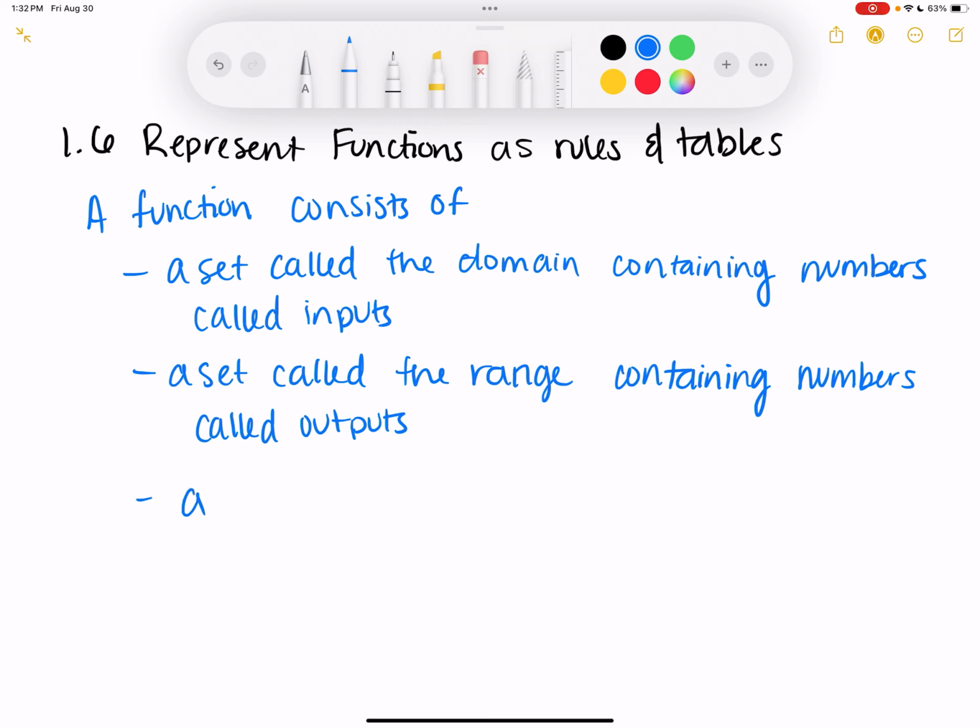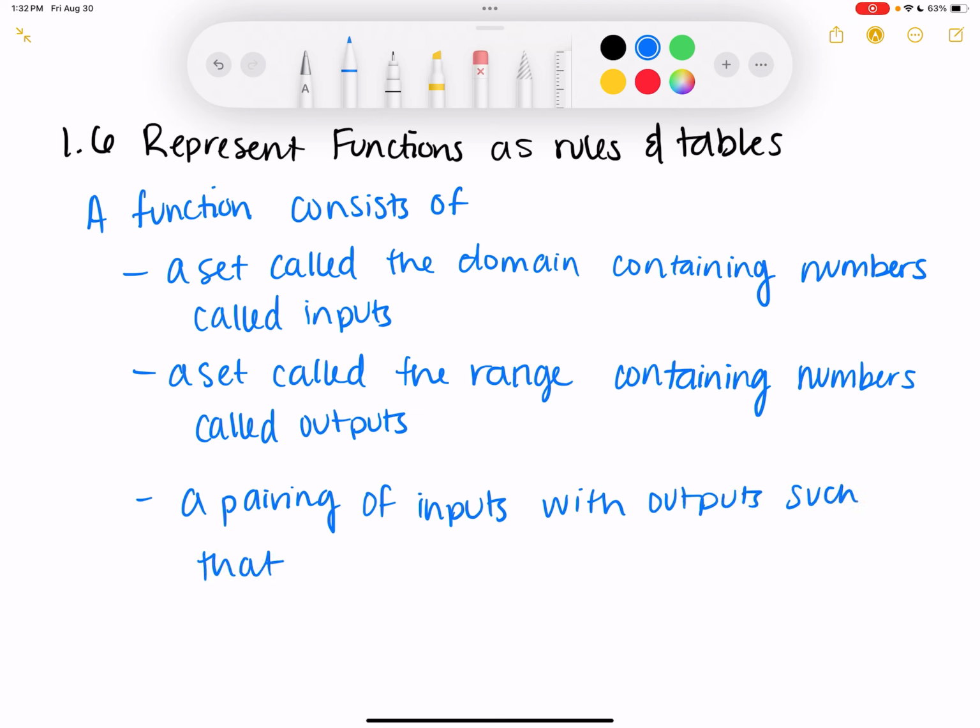And a pairing of inputs with outputs such that each input is paired with exactly one output.